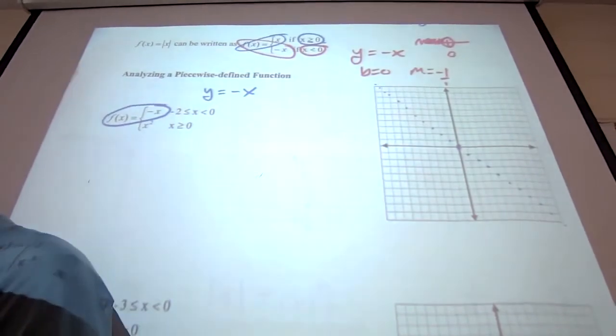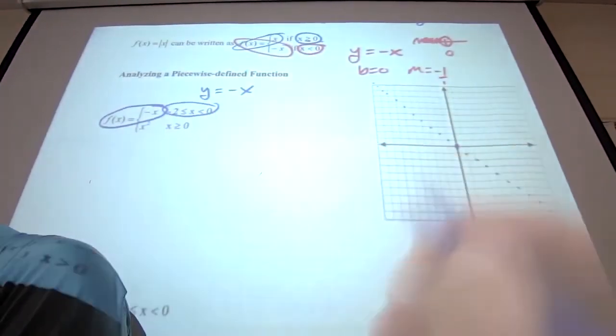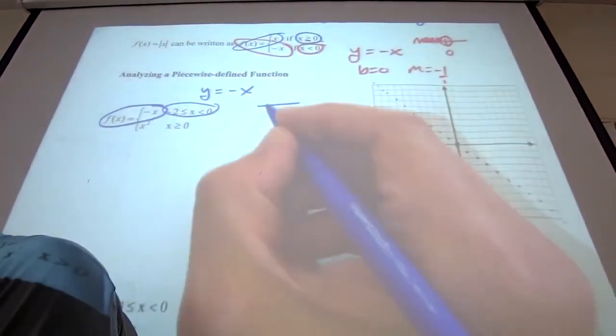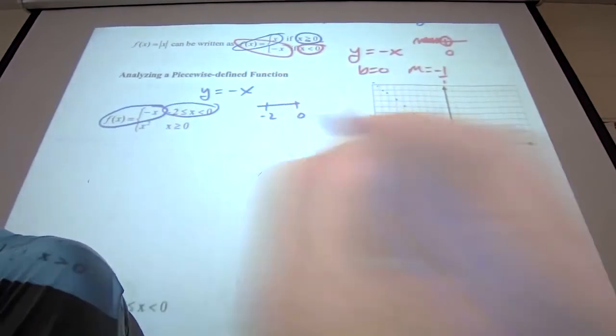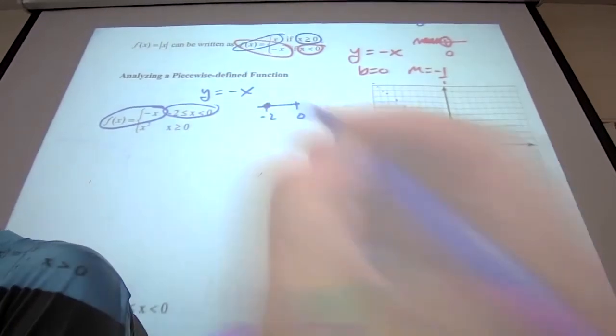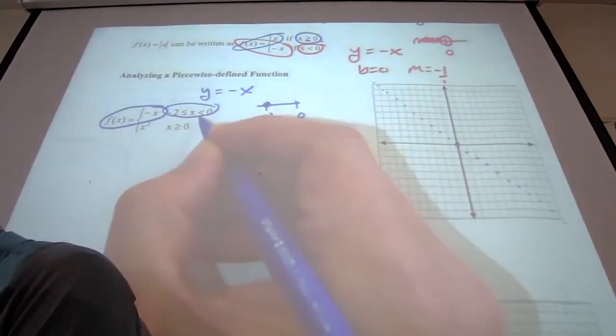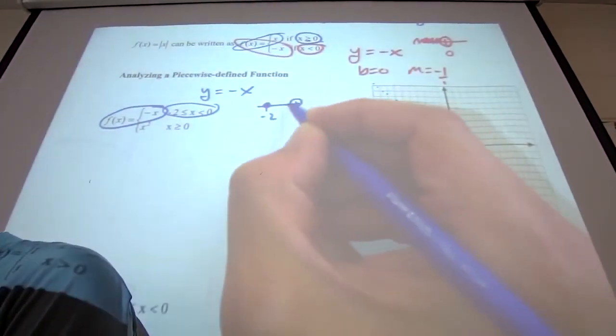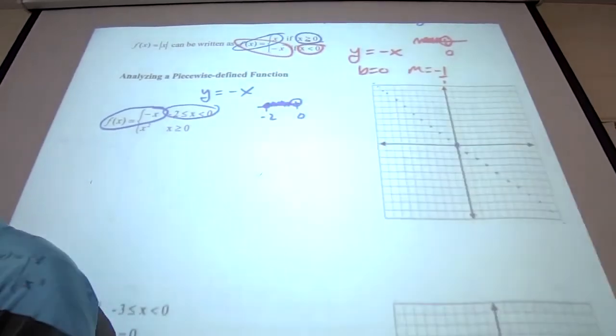Now I don't want to graph the whole thing. I want to graph this inequality. I want to graph between negative 2 and 0. Well, at negative 2, it's equal to, so that's going to be a solid dot. And at 0, it's not equal to, so that's an open dot. And this is an "and," so we shade in between.